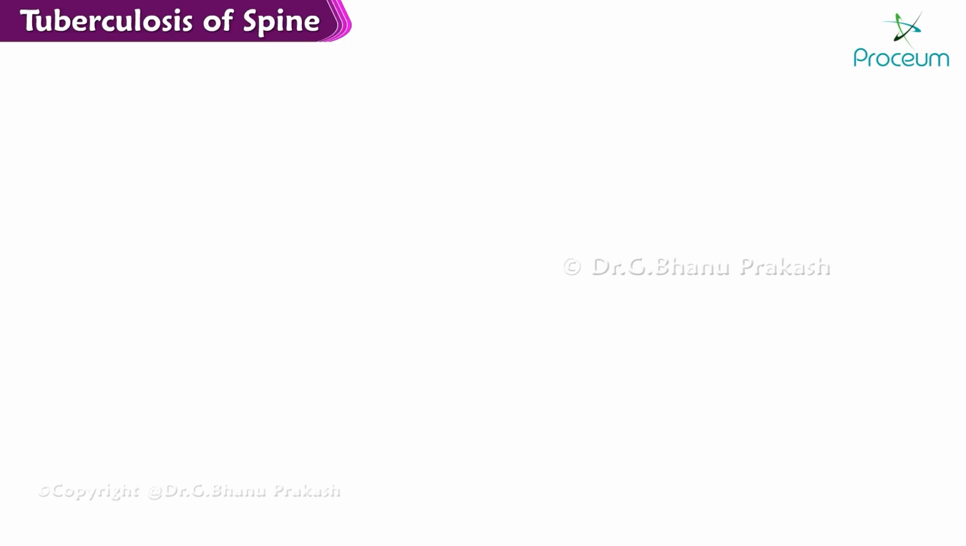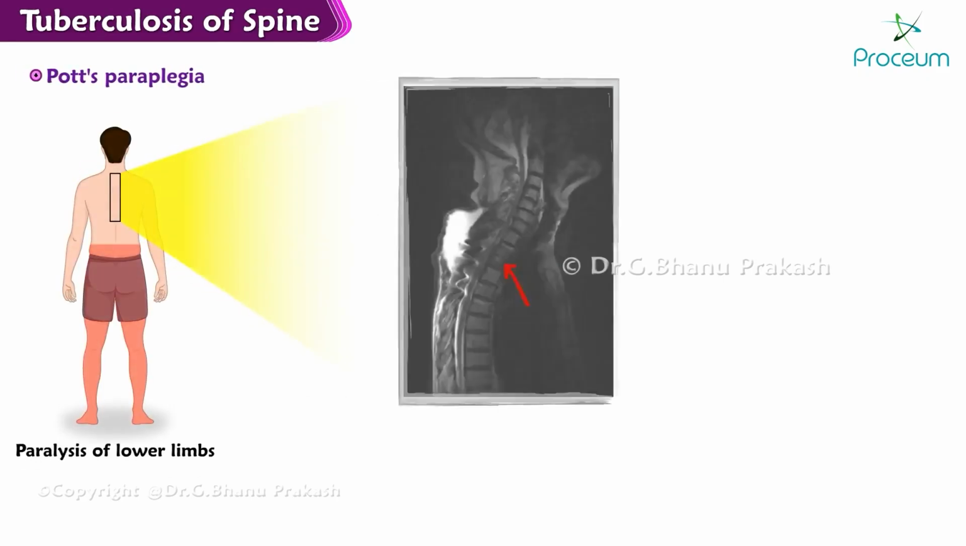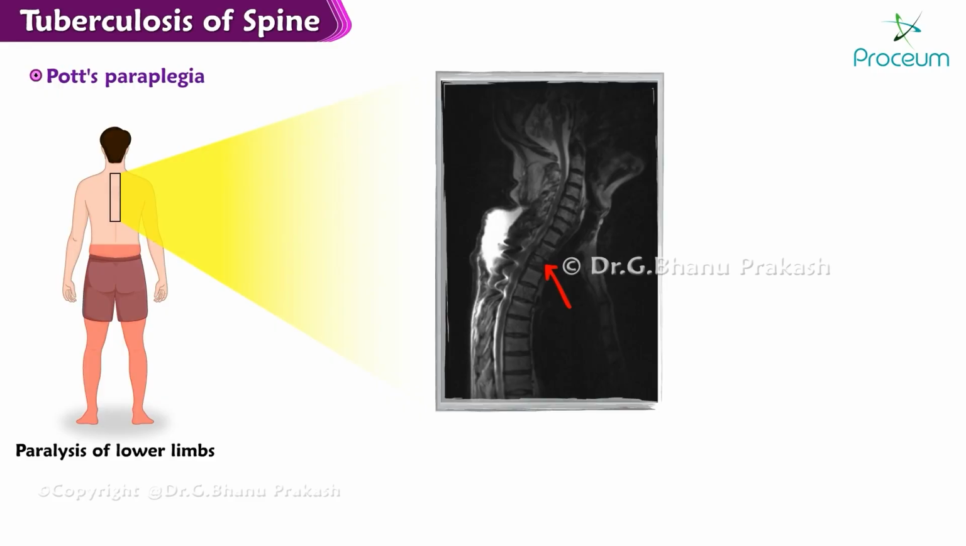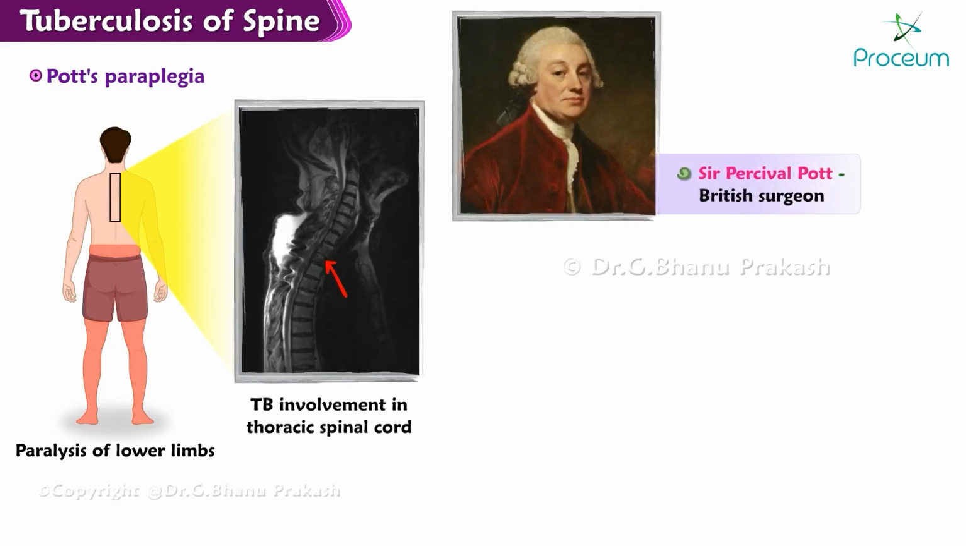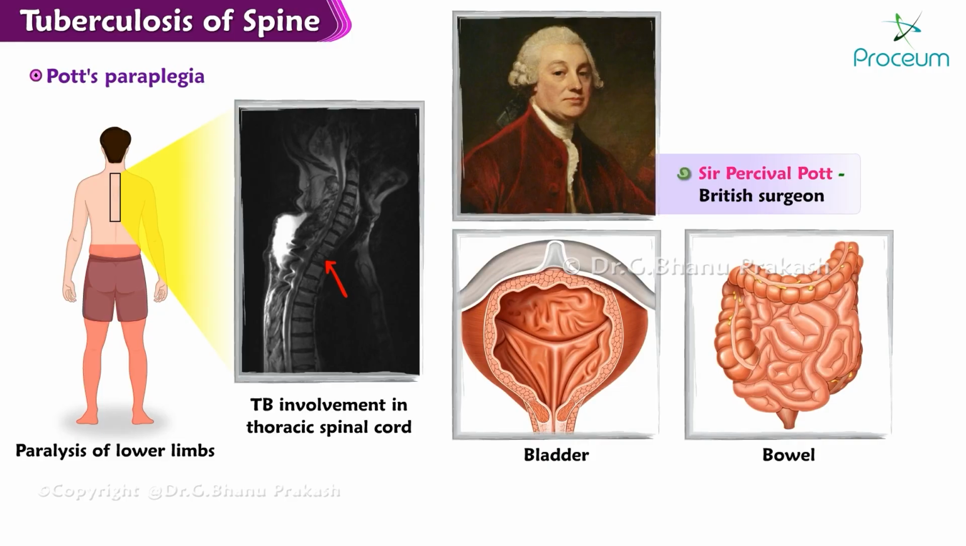Tuberculosis of spine. Pott's paraplegia. Pott's paraplegia refers to the paralysis of the lower limbs that occurs as a result of tuberculosis involvement in the thoracic spinal cord. It's named after Sir Percival Pott, a British surgeon. Pott's paraplegia can also involve the bladder and bowel in severe and advanced cases.